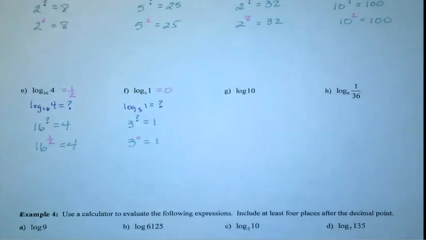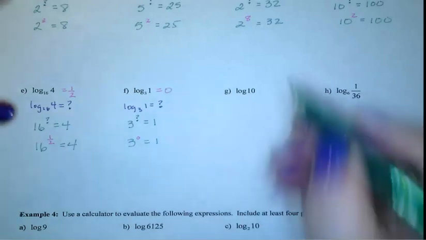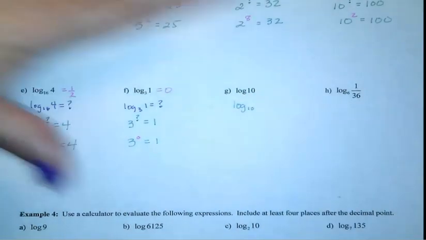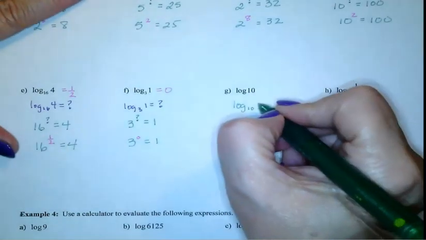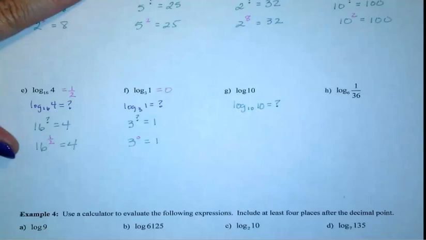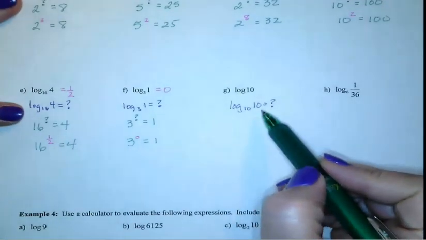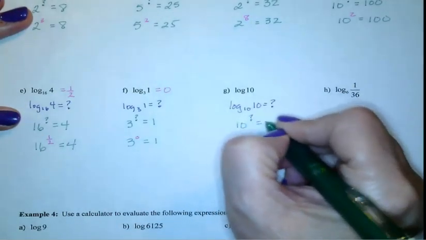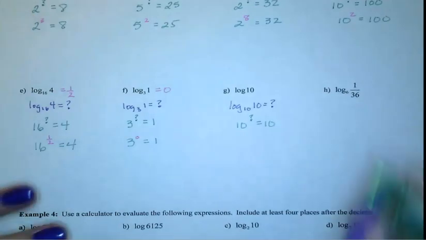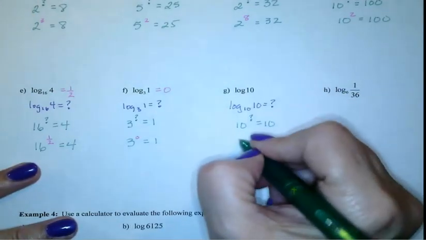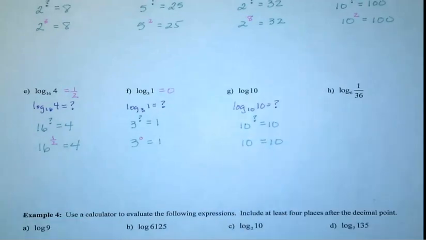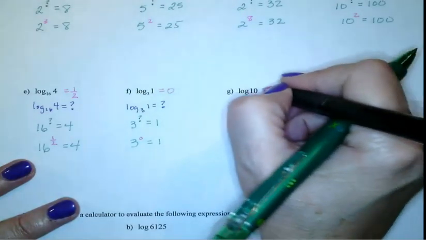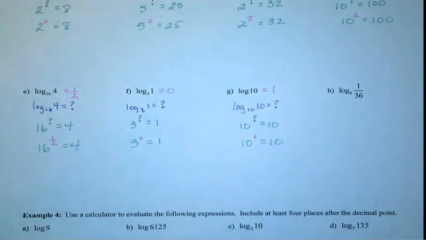All right, let's look at G. So once again, we're talking about a subscript of 10. So log base 10 of 10 equals something. So then we're thinking 10 to the something equals 10. So what's the only thing that could be? 10 to what power equals 10? And that has to be to the power of 1. So 10 to the first power is 10, which means log of 10 is just the value of 1.